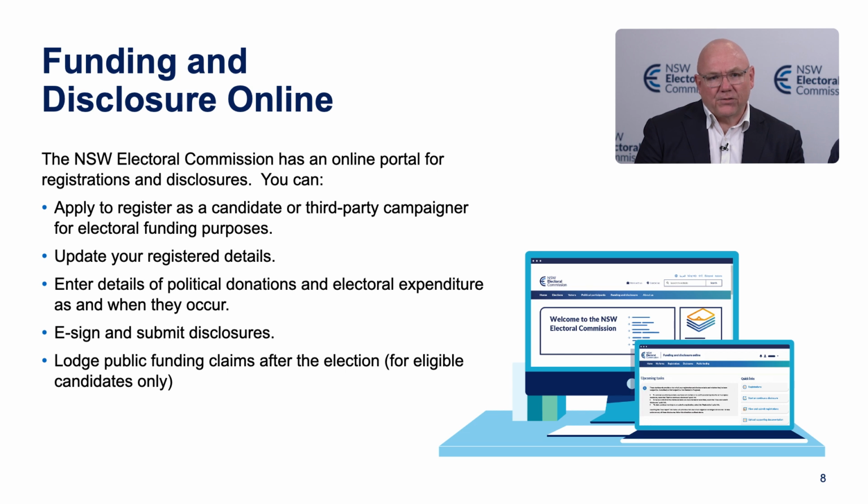The New South Wales Electoral Commission has an online portal for registration and disclosure. You can apply to register as a candidate or a third-party campaigner, update your registered details, enter details of political donations and electoral expenditure as and when they occur, e-sign and submit your disclosures, and lodge public funding claims after the election.